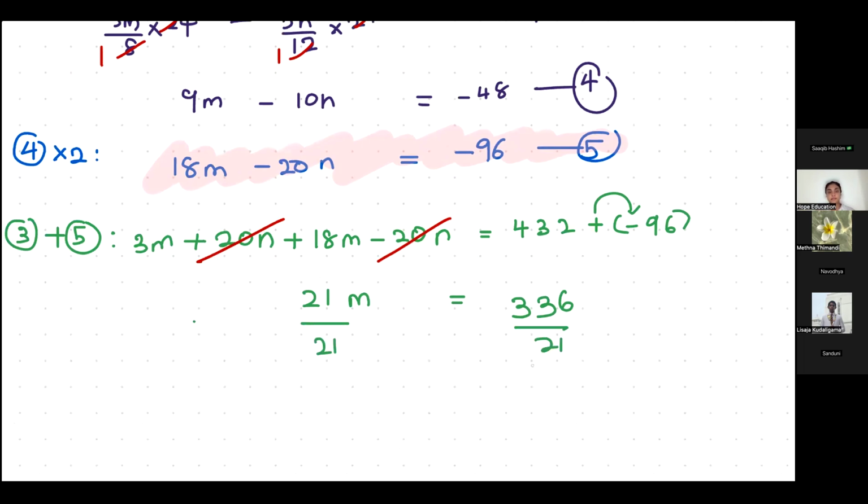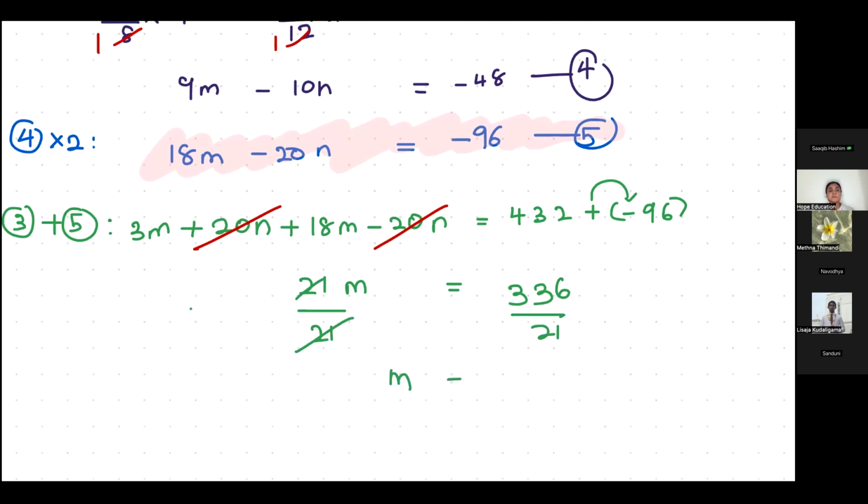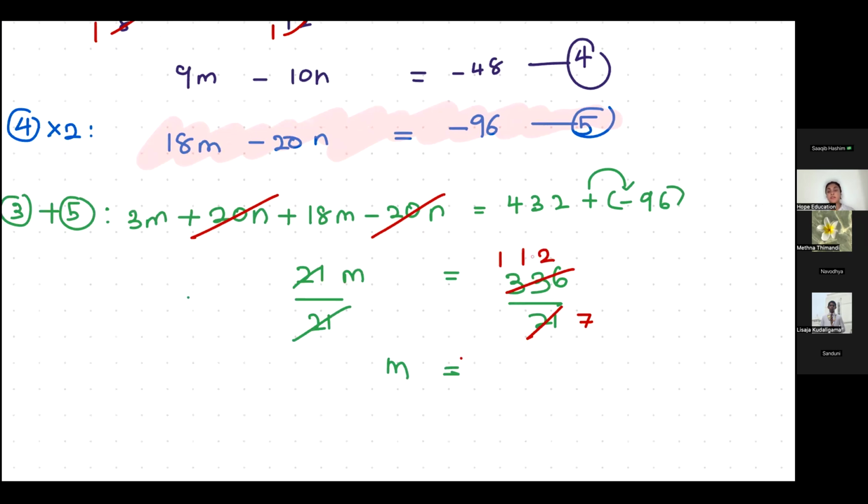Cut. How does it cut here? Both can be divided by 3, right? So 3 times 7 is 21, 3 times 1 is 3, 3 times 1 is 3, 3 times 2 is 6. The 112 you had to divide by 7.